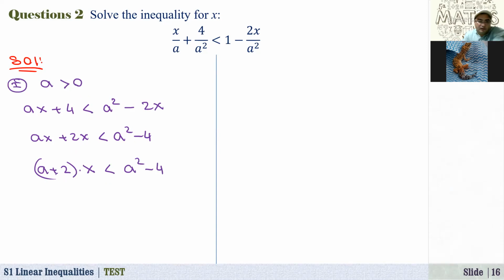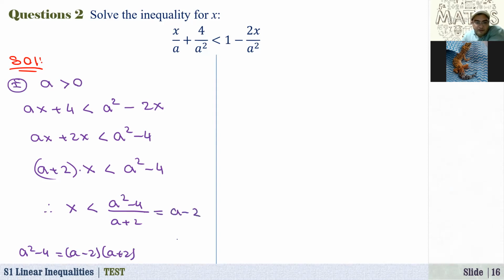And a is positive, right? If a is positive, also a plus 2 is positive. So now I can divide both sides by a plus 2, so x will be less than a squared minus 4 over a plus 2. But now if you just remember, actually a squared minus 4, it is a squared minus 2 squared, it can be written as a minus 2 times a plus 2. So the a plus 2 factors cancel each other. It's just equal to a minus 2. So that is the solution of this inequality: x is less than a minus 2, where a is positive.